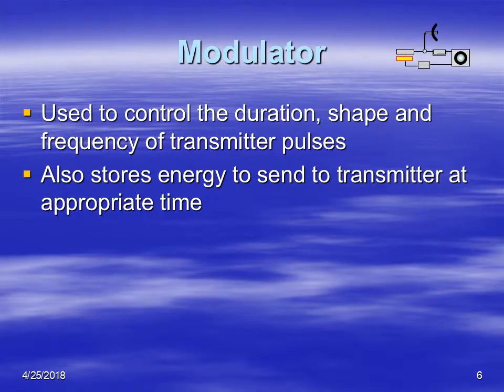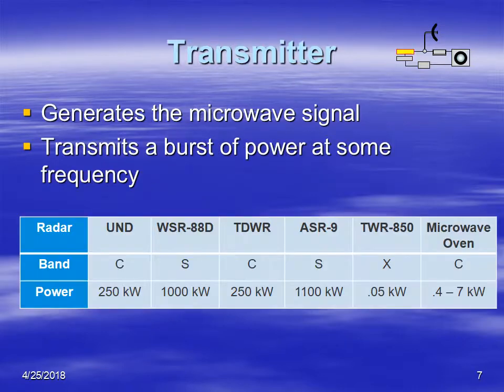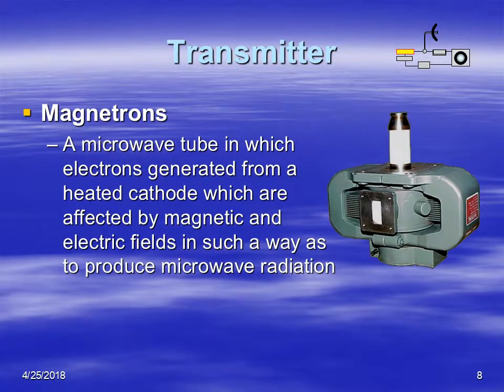The modulator is another piece of the radar that is used basically to control the duration, the shape, and the frequency of the transmitter. In other words, it sends information to the transmitter. Also, it basically stores energy that can be sent to the transmitter at the correct time. The transmitter is where electromagnetic radiation is generated and produces a microwave signal. So the transmitter has a magnetron.